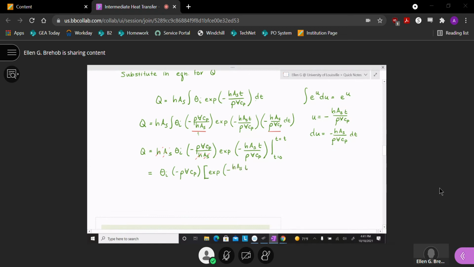Okay, so I'm putting my first limit in, so I'm just keeping that as a T. Minus, and now I have this t is equal to 0. And that just goes to 1. So the last thing I want to do is get rid of this negative sign. So I'm going to multiply it through: theta I, rho volume, C sub P, times 1 minus exponent of minus hAs t over rho volume C sub P.